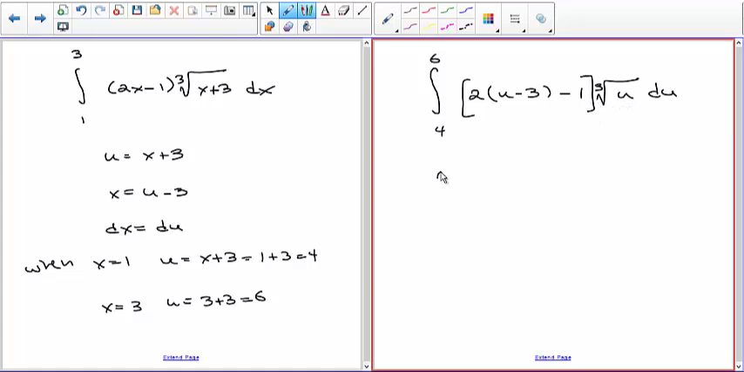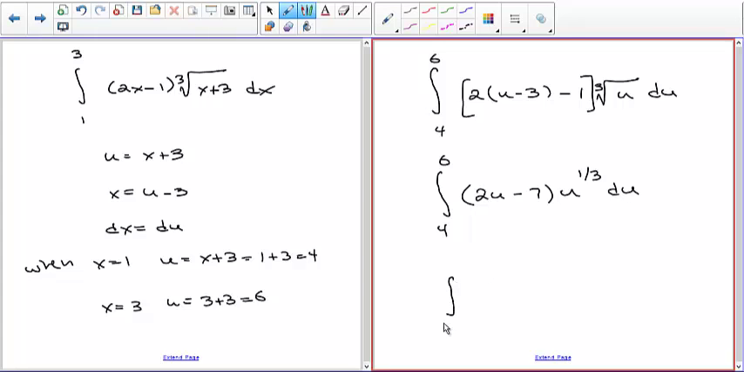So we can do two things in the next step. We can simplify this. So we'll get 2u. 2 times u is 2u. You'll get 2 times negative 3 is negative 6, minus another one is negative 7. So that part becomes that. You rewrite the cube root as u to the 1/3 power.